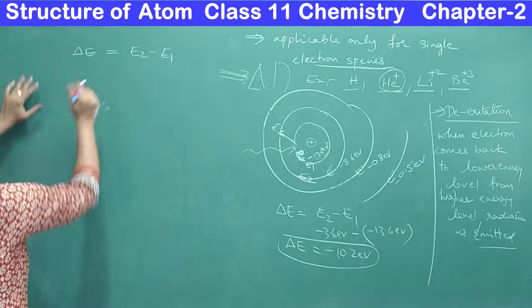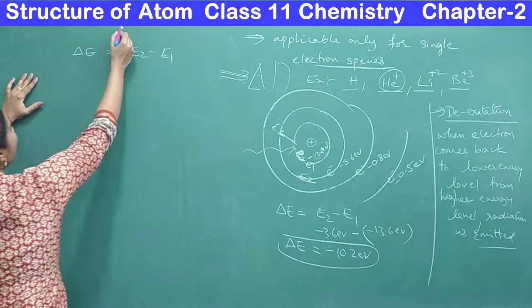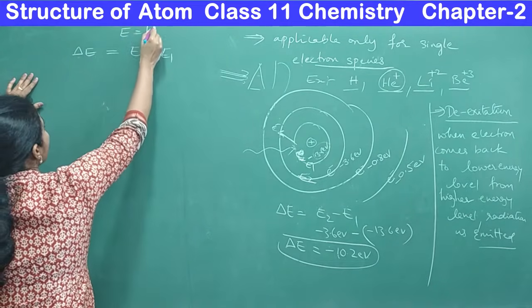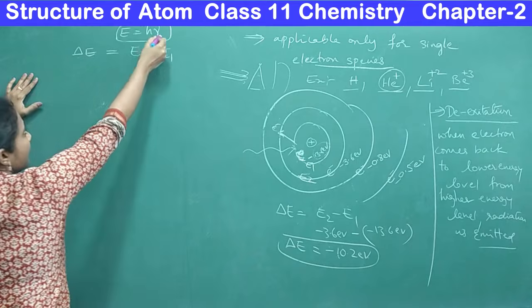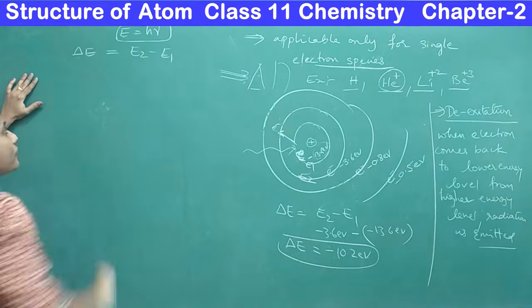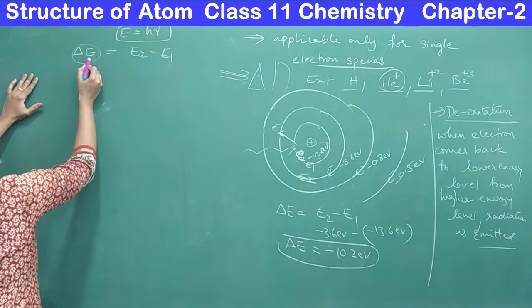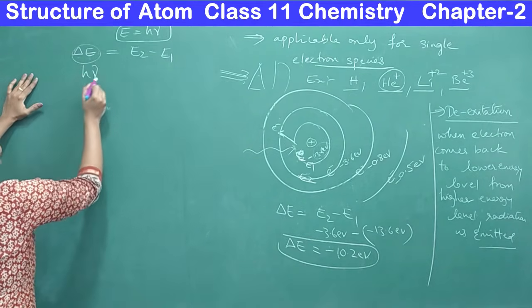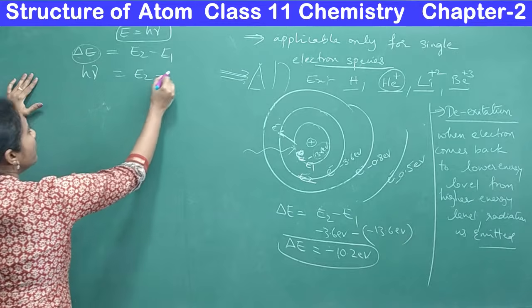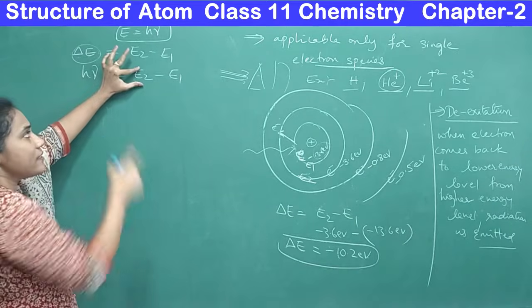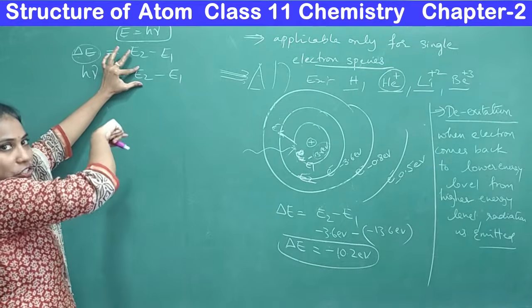And now we know the equation E is equal to h nu. Planck has given an equation between the energy of radiation and the frequency of radiation, right? Instead of E, I can write h nu is equal to E2 minus E1. E2 means the energy of the higher energy level.